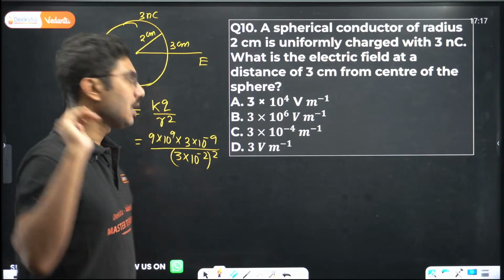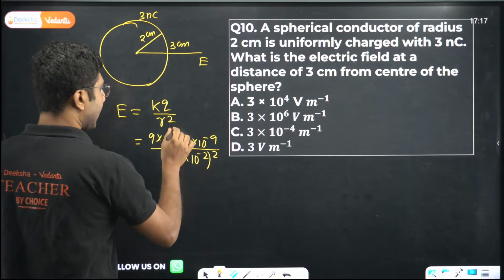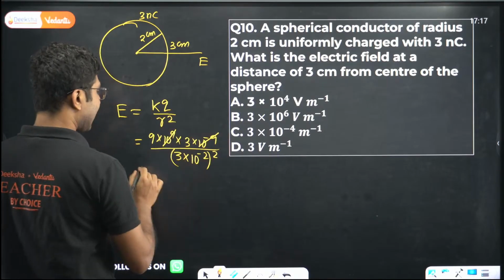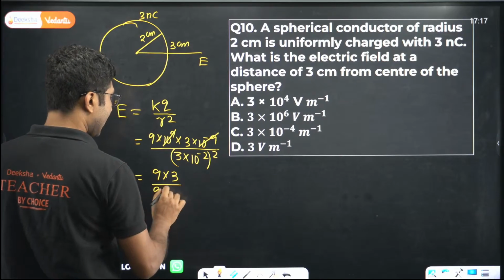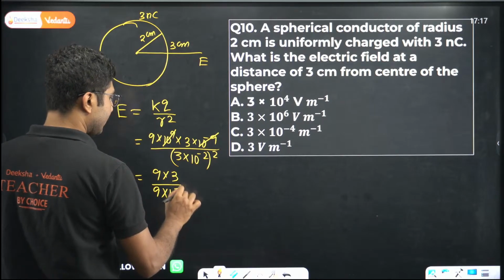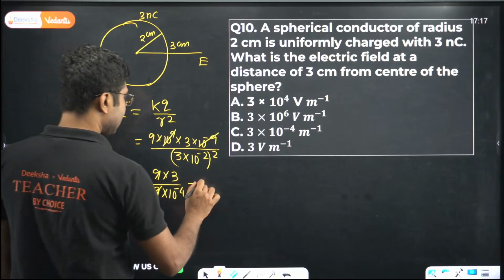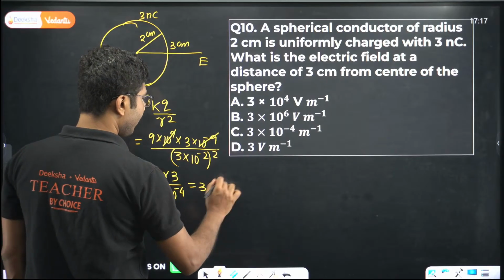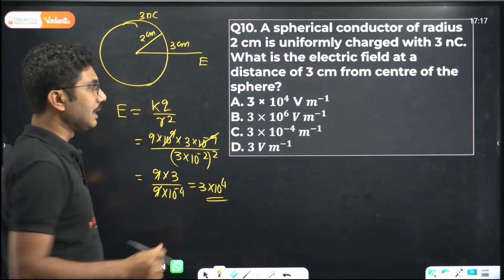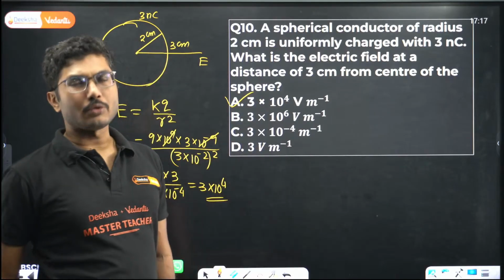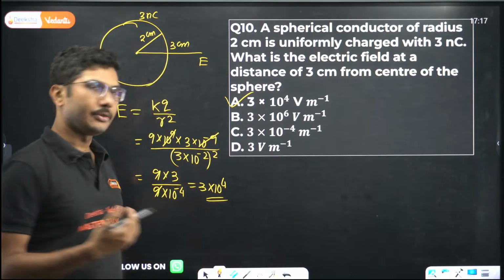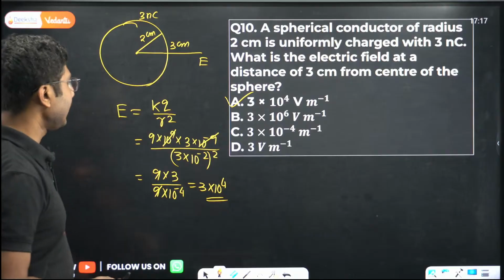That creates confusion. Okay, so 10 to the power of 9, 10 to the power of minus 9 cancels. We get 9 into 3 divided by 9 into 10 to the power of minus 4. 9 cancels. You get 3 into 10 to the power of 4. So the electric field is 3 into 10 to the power of 4 Newton per coulomb or volt per meter. Both are the units of electric field, right?